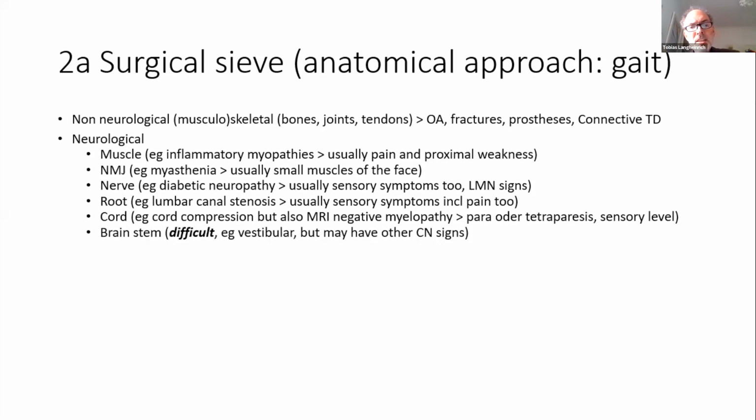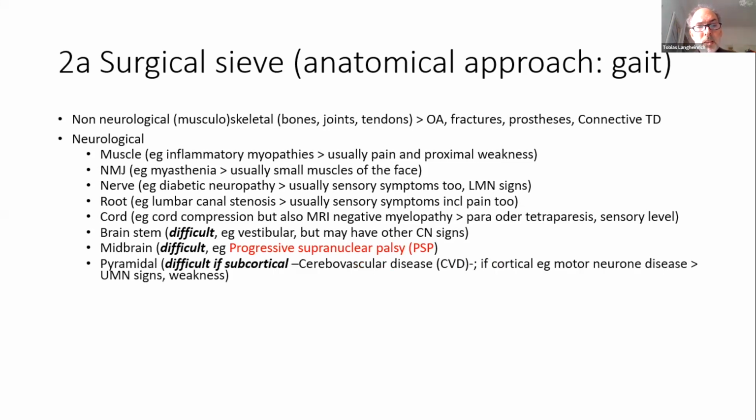Now, the following ones can cause differential diagnosis difficulties: brainstem disorders, and I'm talking about peripheral and central ones. They may present with a mobility disorder. So if you've got a vestibular problem, they may have other cranial nerve signs. Now, they should normally not have cognitive problems, so that may help. Midbrain is difficult. I'm mentioning here progressive supranuclear palsy. So if there's one thing to take away from this talk, it's certainly this condition.